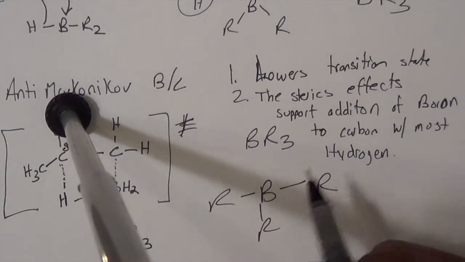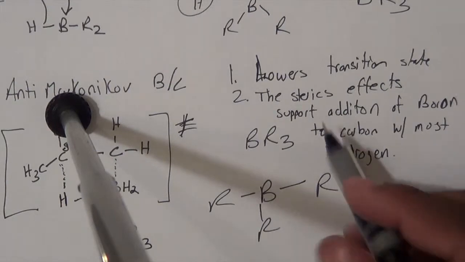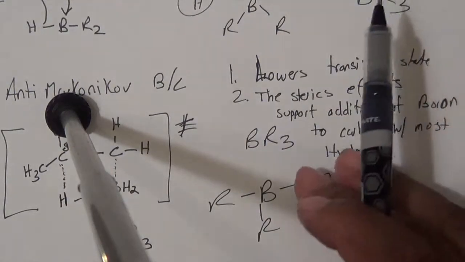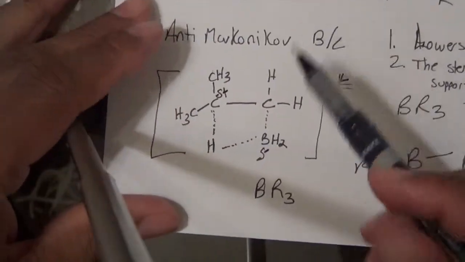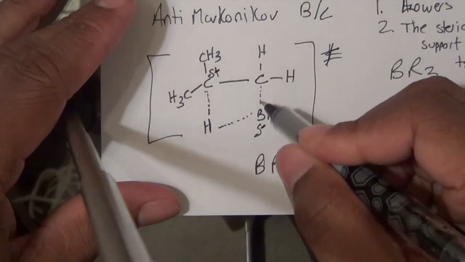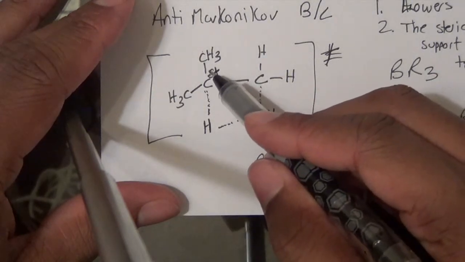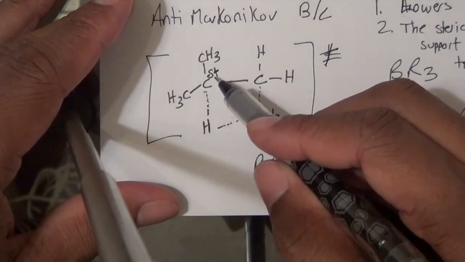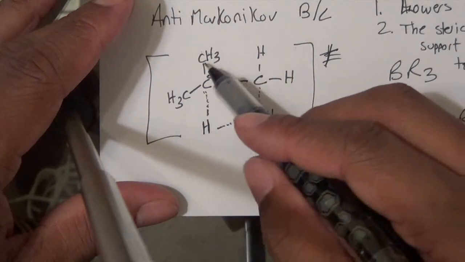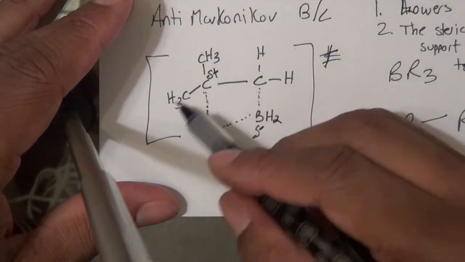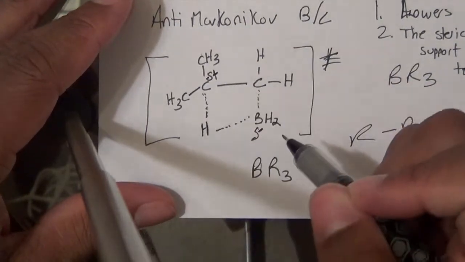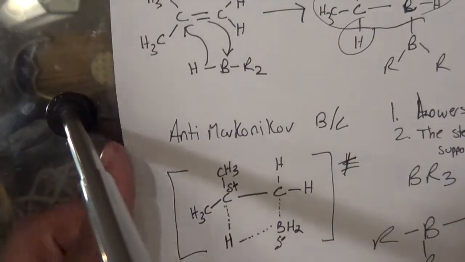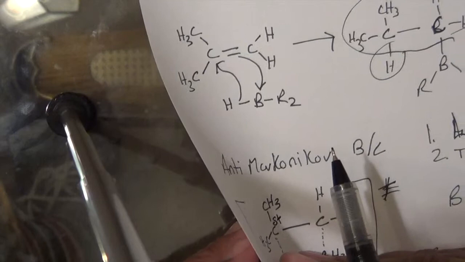Why does it go through the anti-Markovnikov rule? 1, because of the sterics associated with this, and 2, the transition state is lower because this bond is formed, so it forms a partial positive charge. This bond is formed a little bit more than this bond, so it forms a more partial positive charge on this carbon, which is supported by back donation or hyperconjugation to this carbon, to this partial positive charge. So now that we have our BR3 group, let's continue with the mechanism.